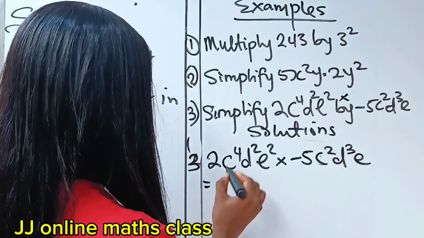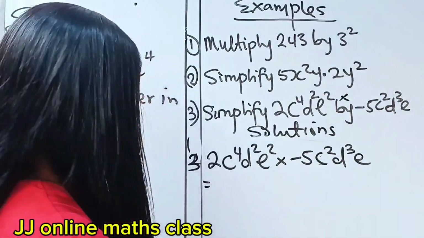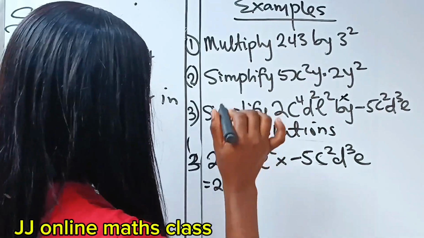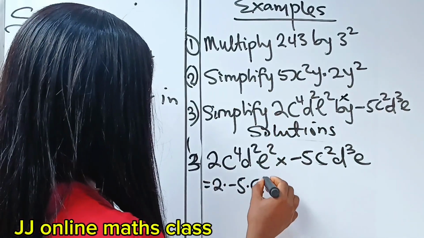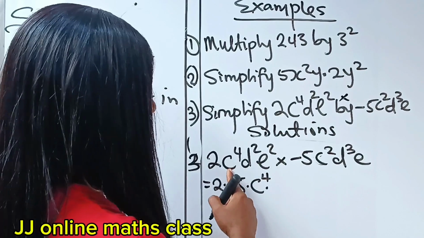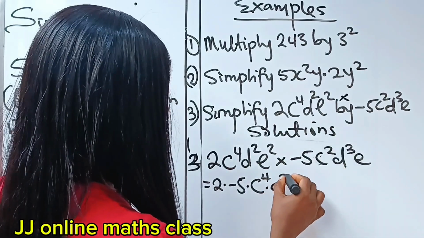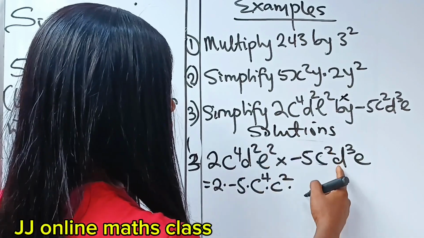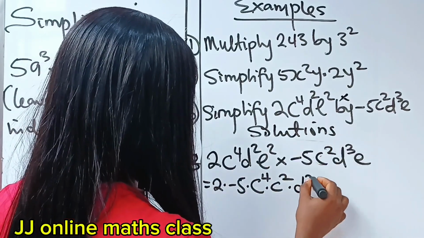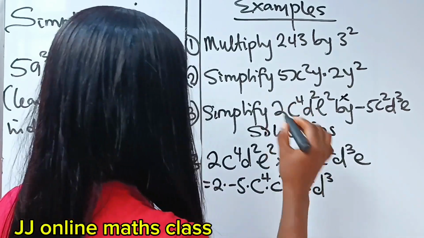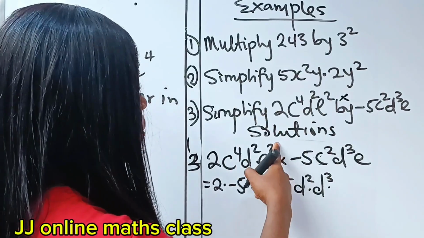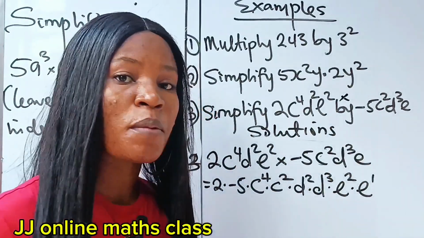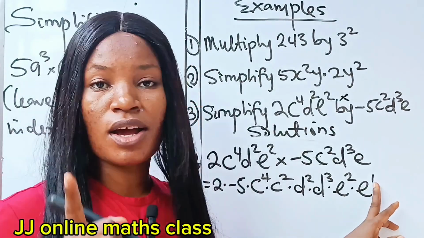All right, now we are going to collect like terms as usual. So it's going to be 2 multiplied by minus 5, multiplied by, let's pick c, c to the power of 4 multiplied by c to the power of 2. Now multiplied by d to the power of 2 multiplied by d to the power of 3, right? d squared multiplied by d cubed. Then multiplied by e to the power of 2 multiplied by e to the power of 2 multiplied by e to the power of 1. Always put that so that you don't make a mistake.